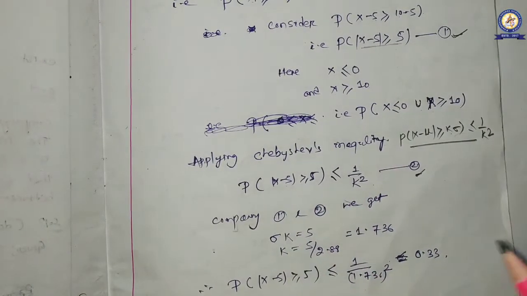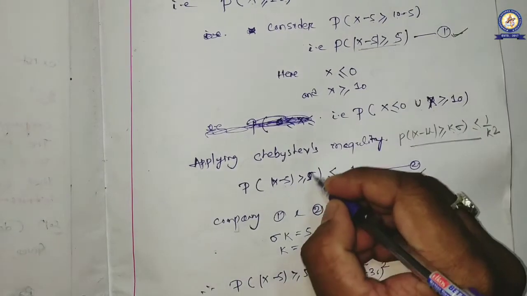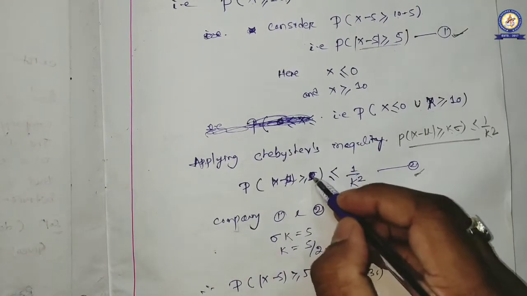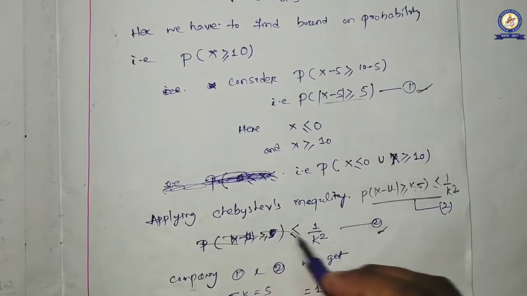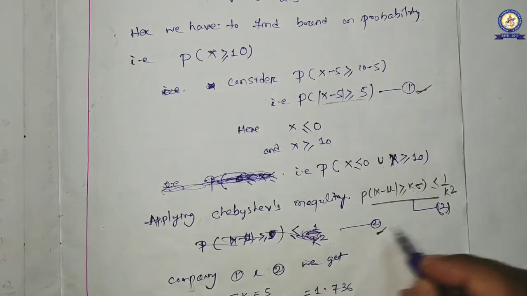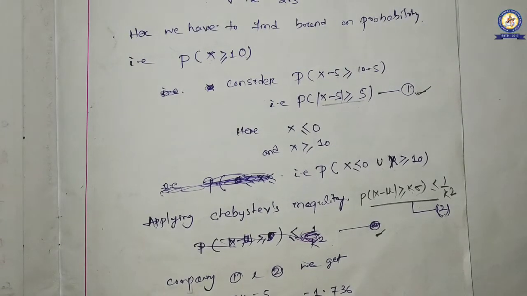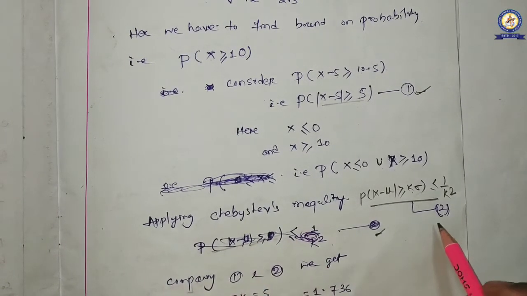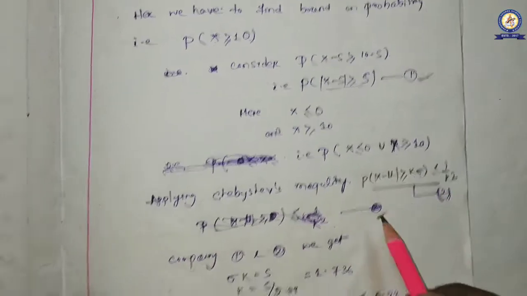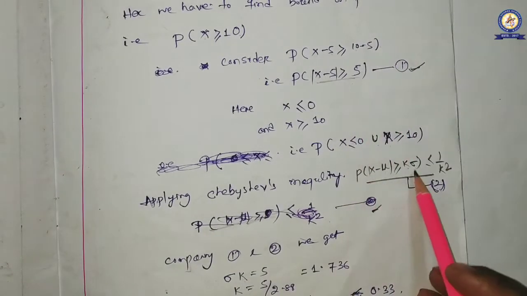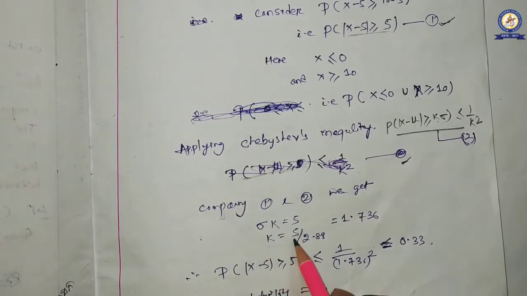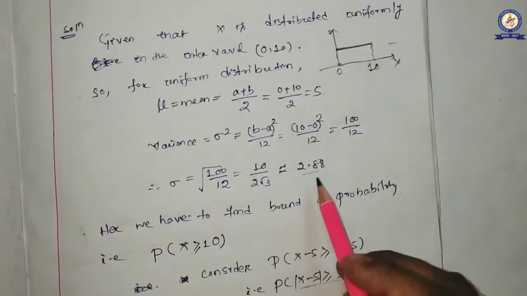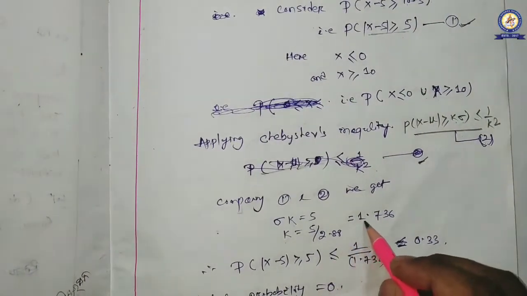This one is your mu, and this one is your equation number 2. By comparing equation number 1 and 2, we find that 5 equal to k sigma. So k will be equal to 5 by sigma. Already we found sigma is 2.88. 5 by 2.88 will be 1.76.